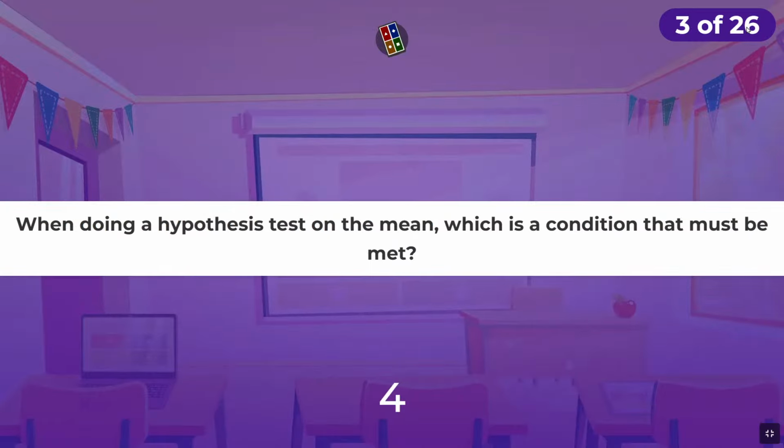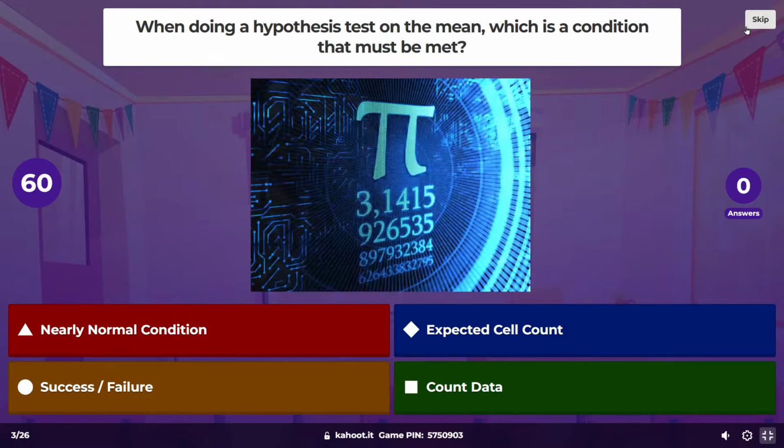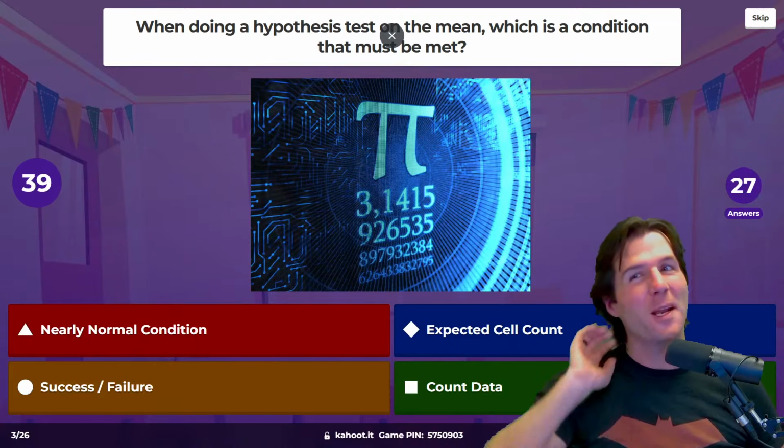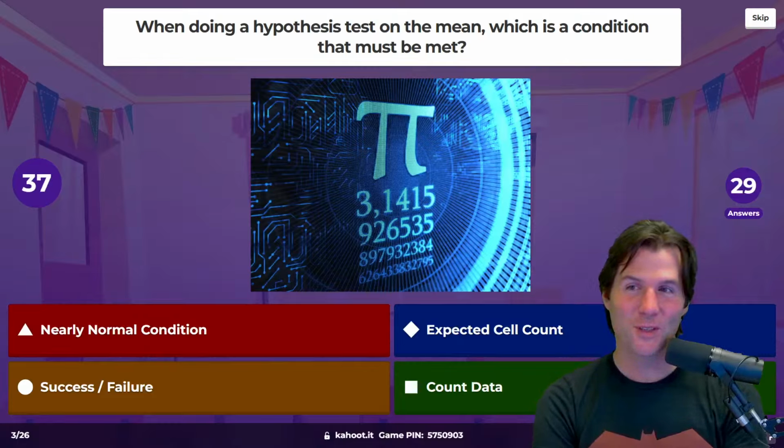When doing a hypothesis test on the mean, what is a condition that must be met? Which is a condition that must be met? Hypothesis test on the mean. Send it to me and I'll take a look. I fixed up quite a few of them for people. So a hypothesis test on the mean has what 3rd condition? You just saw them. I could have put random and 10% and you'd get it right. You'd be like, random, 10%. Those are always the first 2 conditions.